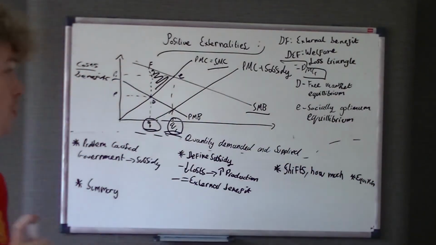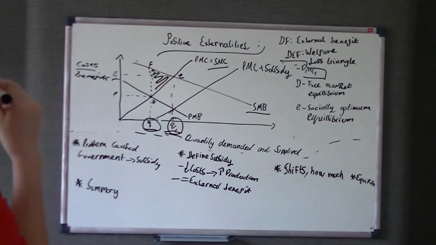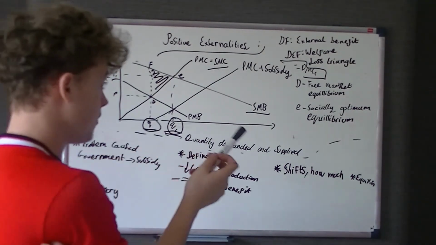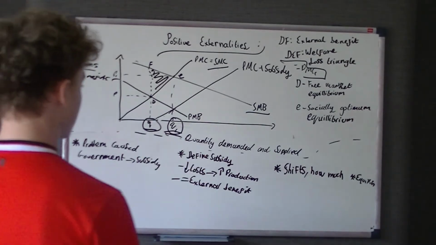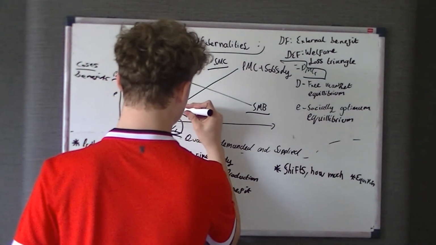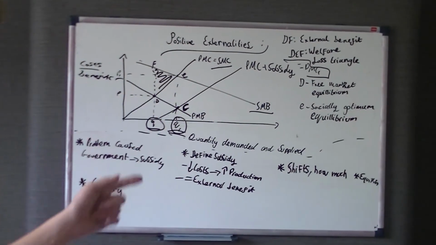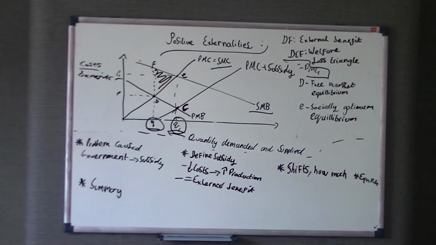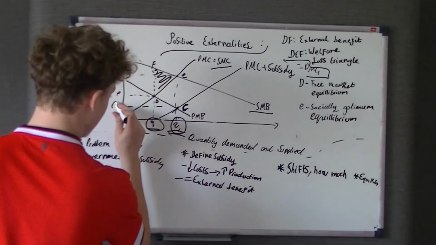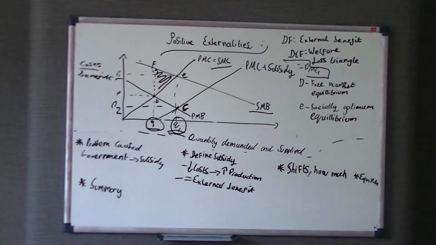So it shifts by how much, so it shifts from PMC to PMC1, providing the subsidy is equal to the value of the positive externality. And where the equilibrium occurs, we'll call this point G. So point G, which is that weird G thing over there. And it occurs at point G, this corresponds to the price level P2 and a constant demand at Q1.